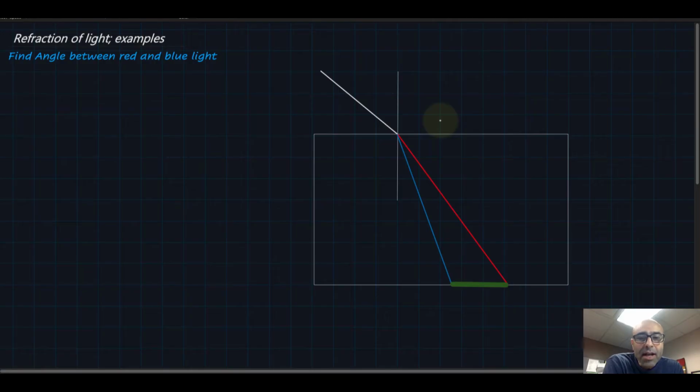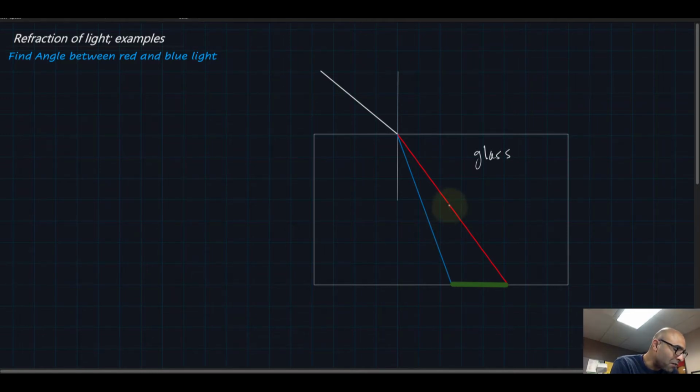Hey there everyone, as an application on Snell's law, let's look at this example. As you can see, this example has a white light coming into a certain glass, and this glass has a refractive index. Of course, this white light disperses into two lights. One of them is red and one of them is blue.